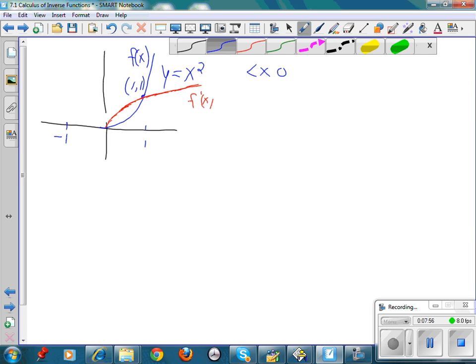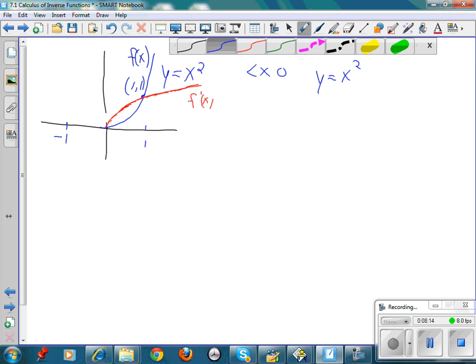Getting some intuition as to the shape is all well and good. How could I actually find it? Let me give you a mechanism for finding the inverse function. I would do it with this example first: y equal to x squared.